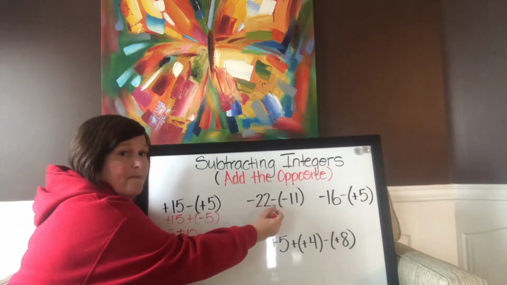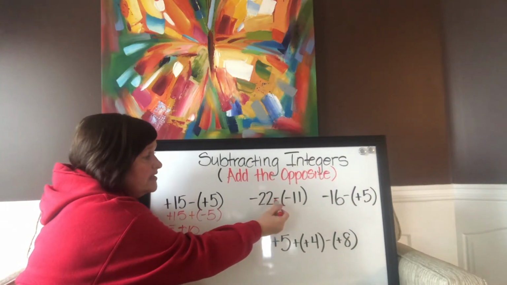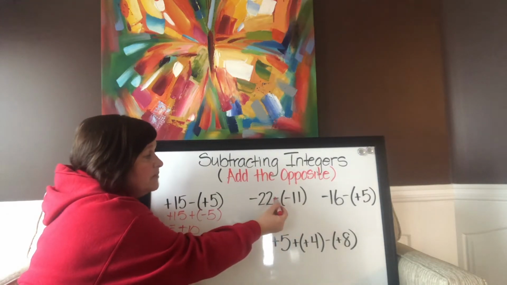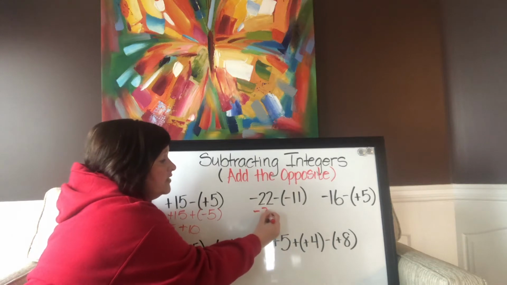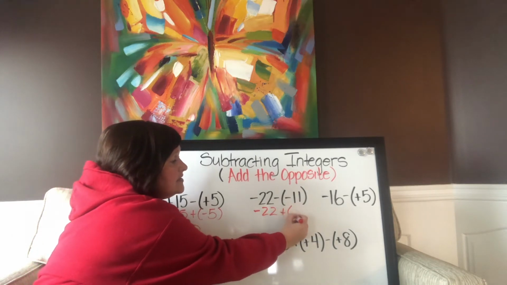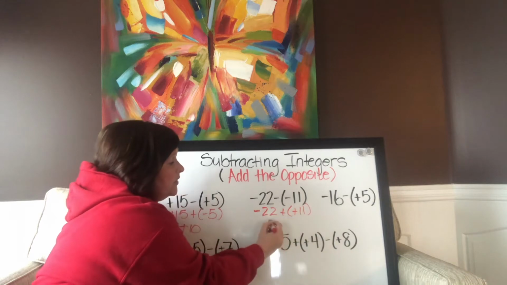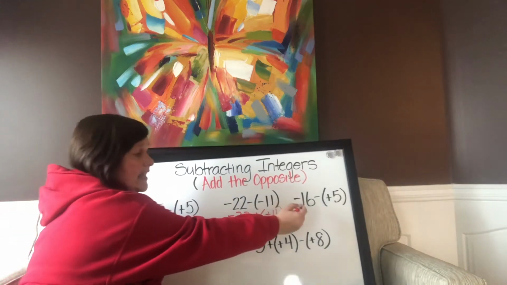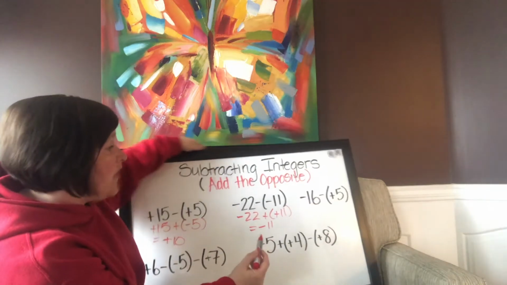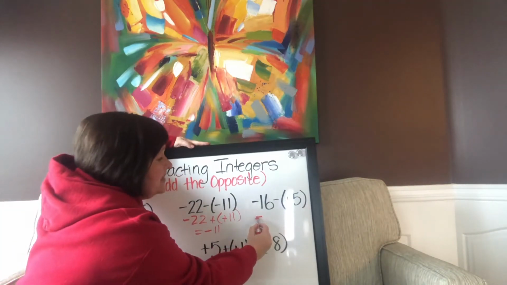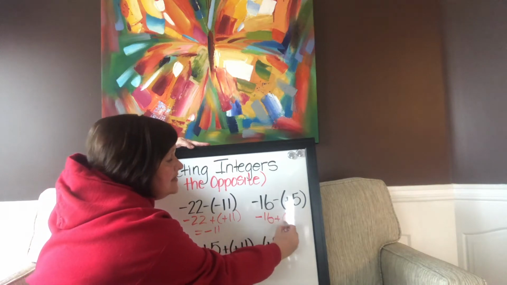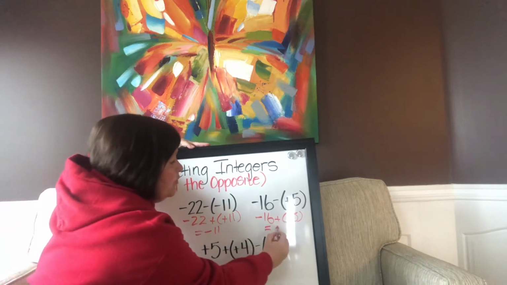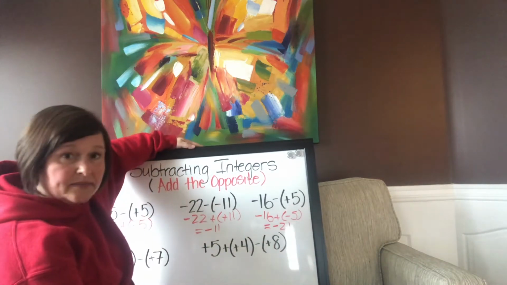Negative 22 minus negative 11, because we're subtracting, the negative 11 becomes add the opposite, so it becomes plus positive 11. So negative 22 plus positive 11, which then gives you an answer of negative 11. Negative 16 minus positive 5, again, we add the opposite. Negative 16 plus negative 5. We do that, we end up with negative 21.